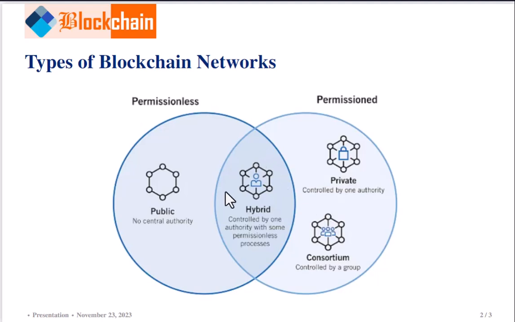The one is the hybrid blockchain network, and the other is the Consortium Blockchain network. Consortium Blockchain network has more similarity to a private blockchain network, while the hybrid blockchain network has partial similarity to a public blockchain network and partial similarity to a private blockchain network. So it is an intersection of the features of both public and private blockchain network.